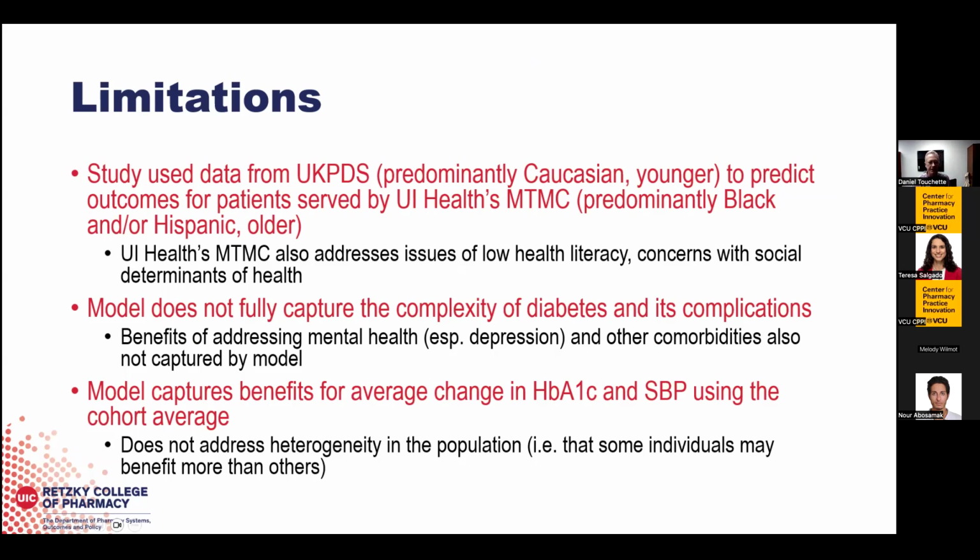Our model does not fully capture the complexity of diabetes and its complications. The model captures benefits for average change in hemoglobin A1C and systolic blood pressure using the cohort average. It does not address the heterogeneity in the population. Some individuals may have benefited a considerable amount more than others within our program. Those differences are lost in a model like this one. There are other models that can evaluate those types of things, though.